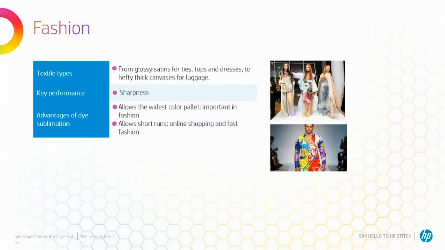So what are the advantages that we have on this? Well, again, a bigger color palette, and digitally it allows us to do shorter runs. So for online providers, I know Amazon does this, and there's Stitch Fix as well. They do this for online shopping. Everything is made to order, which also gives digital textiles a leg up in the fast fashion market.